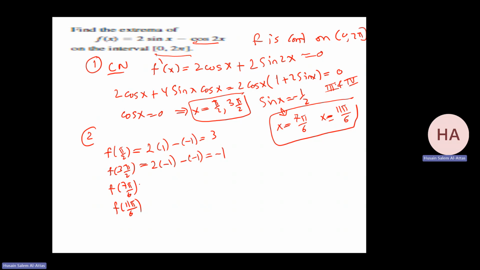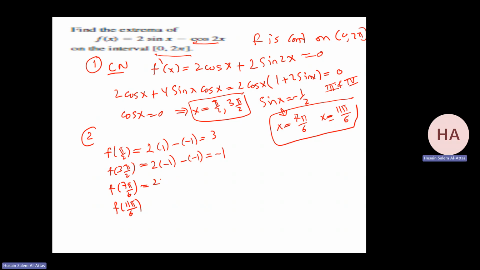Okay, 7 pi over 6. 2 sine 7 pi over 6. Where is 7 pi over 6? In the third quadrant. That will be 2 times minus root 3 over 2. No, sine pi over 6 is half. What is this?